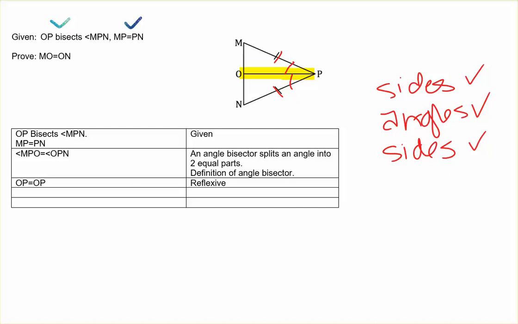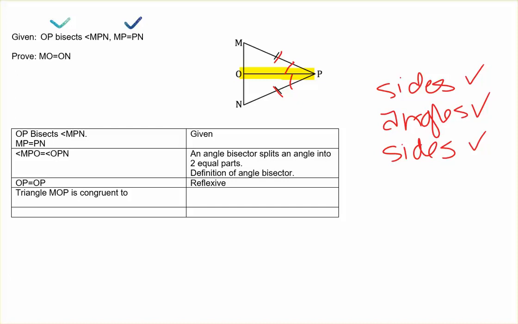Now I am ready to prove that those triangles are congruent. We name triangles with 3 letters. The first triangle, I could start in any order. So I'm going to call this top triangle, triangle MOP. Now the bottom triangle has to match up so that the corresponding pairs are in the same spot in the name. So triangle MOP is congruent to triangle NOP.